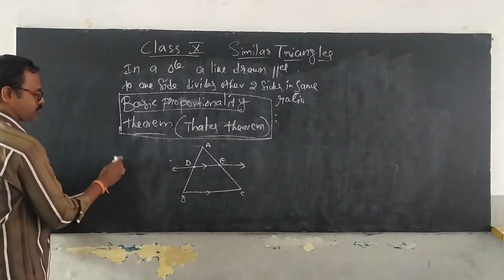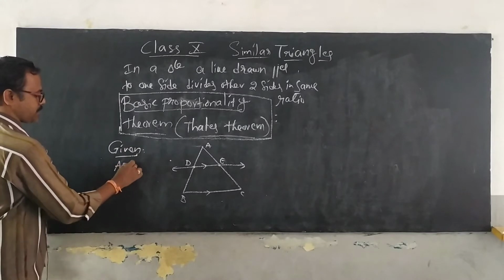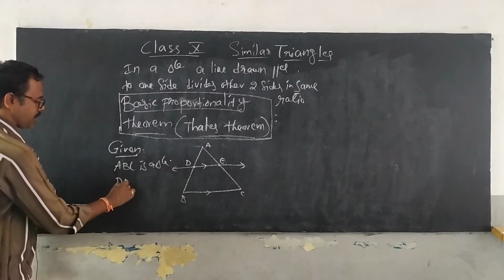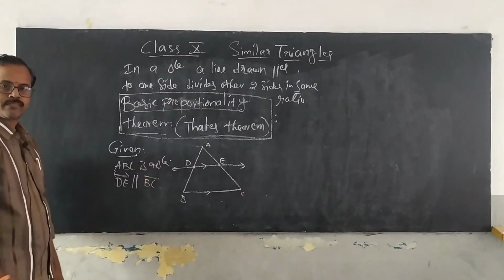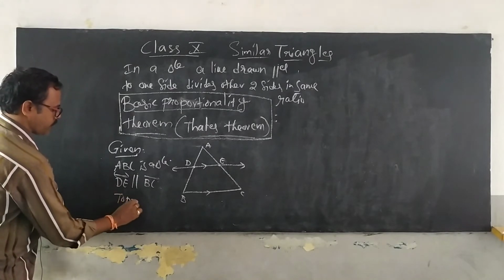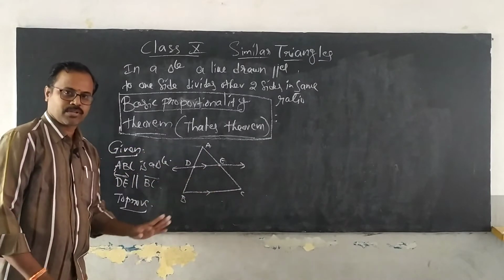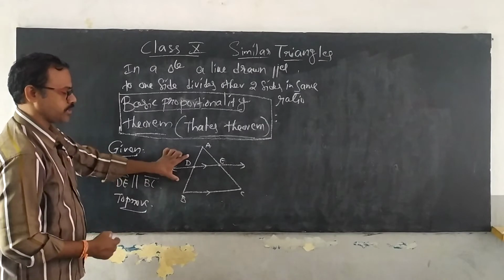That means, basing on this, you write: given ABC is a triangle, line segment DE is parallel to line BC. This is the given, and we need to prove. What is to prove here? These two parts are divided in the same ratio. Come on, tell me the ratio.